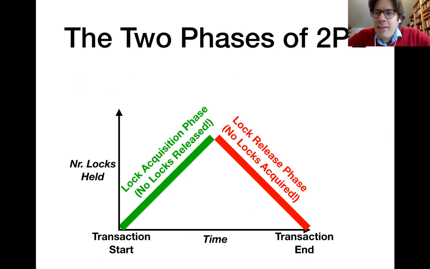So if you look at the number of locks held by a transaction over its execution time, as illustrated in this plot here, on the x-axis, you have the execution time starting with the transaction start at the left and ending with the end of execution of one specific transaction. And on the y-axis, you have the number of locks that a transaction holds at the same time. And as you see here, during the first phase, the number of locks held can only increase, while in the second phase, the number of locks held can only decrease. So those are the two phases of two-phase locking.